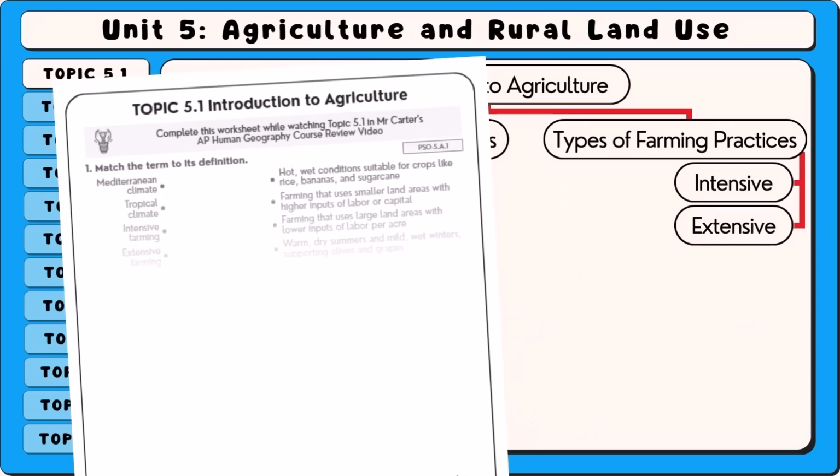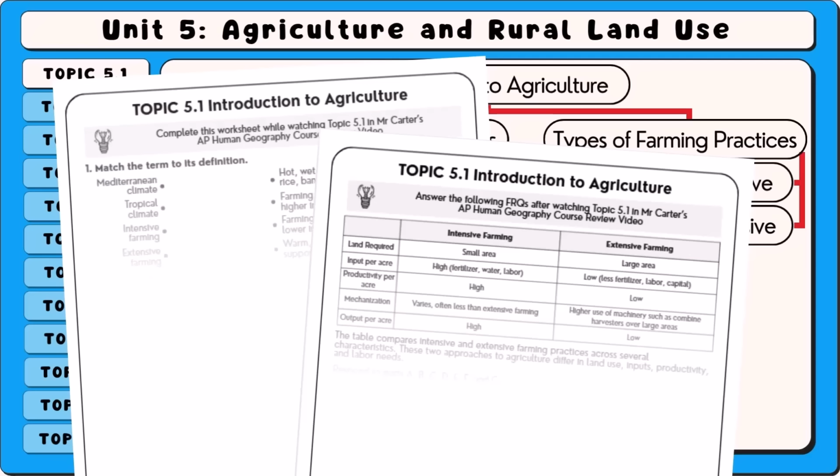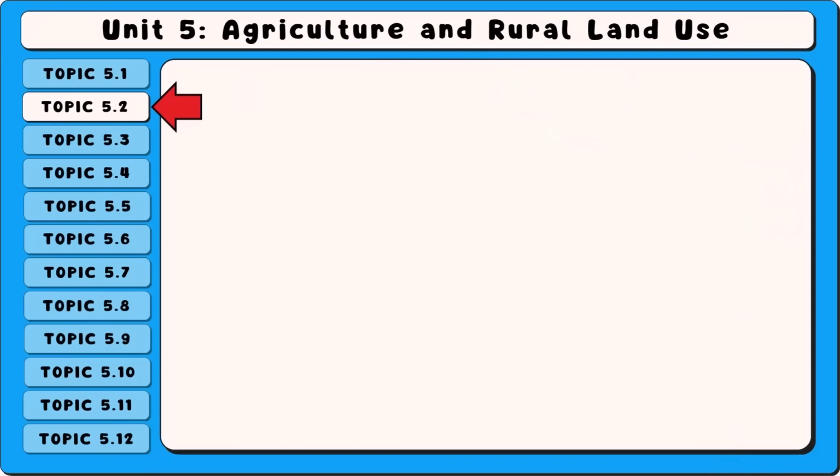Okay, that's it for this lesson. If you're following along with the study guide, check your answers for this section using the answer key before moving on. For this lesson's free response question set, I've put together an exam-style question focused on intensive and extensive farming, because, as I said earlier, these terms are particularly important for you to remember in this unit. And when you're ready, we'll move on to topic 5.2.